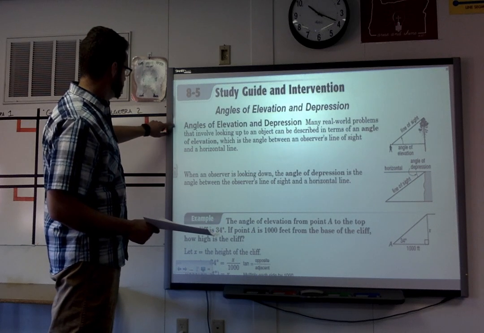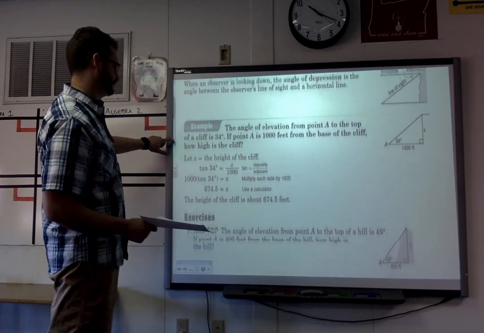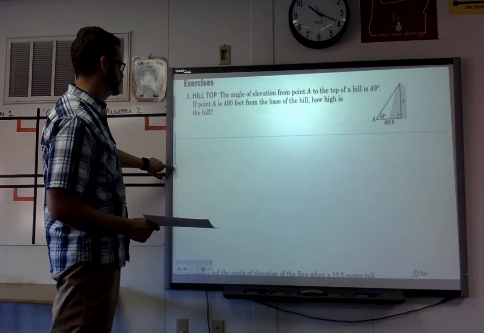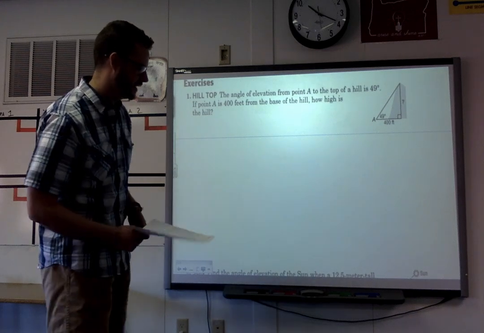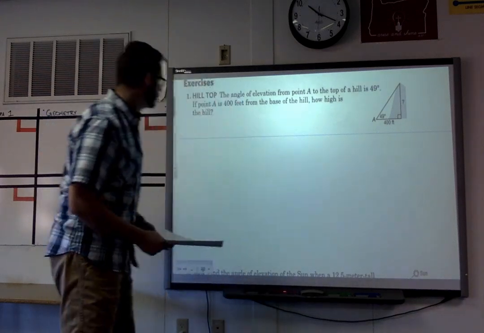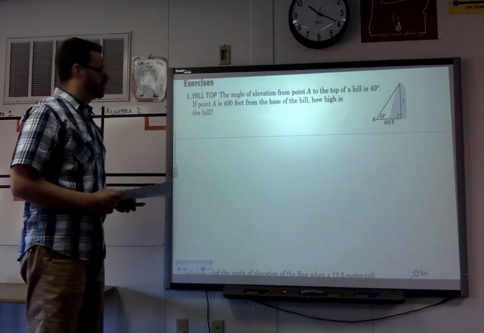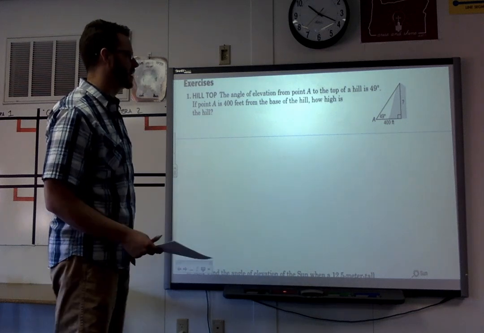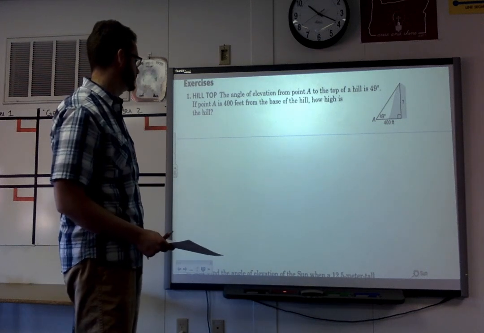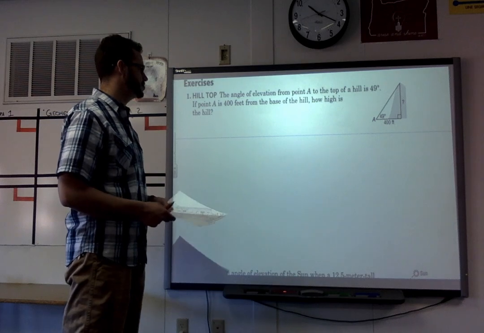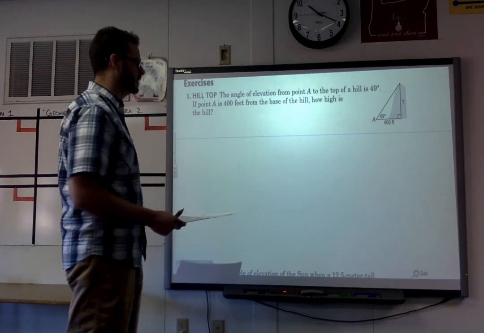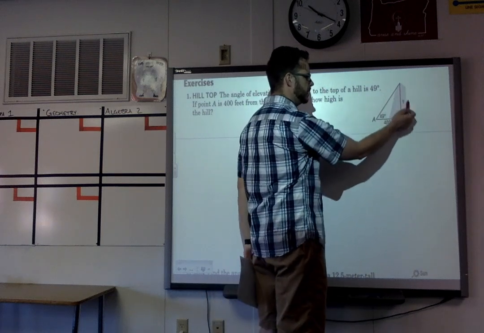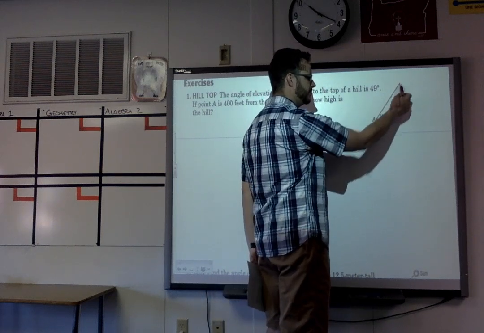To move on and do some examples with this, I'm going to skip that one and just get into the examples that we'll do together, as they will make more sense here. So, looking at a hilltop, the angle of elevation from point A to the top of a hill is 49 degrees. If point A is 400 feet from the base of the hill, how high is the hill? So we've got our hill right here. We're trying to figure out the height of the hill.